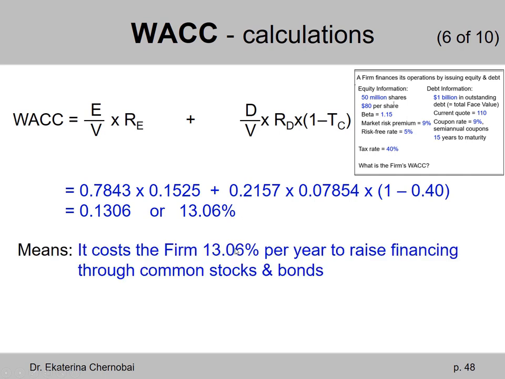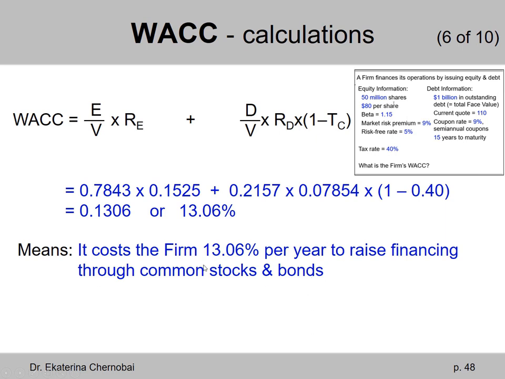13.06%, which means overall, considering all the different sources of money for the firm, it costs our firm 13.06% per year to use the money that was provided by the investors into the firm who bought the firm's common stocks and bonds.